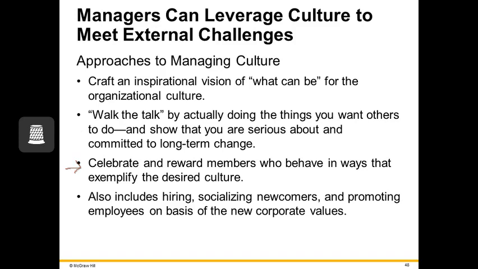And then finally, we need to have hiring and socializing practices that really help engage people in the culture. We need to hire the right people. We need to teach people the right things right when they join the company. And we need to promote people for embracing our culture. And that's also going to help build the culture that we're looking for.